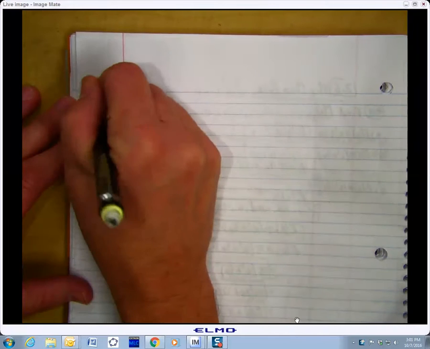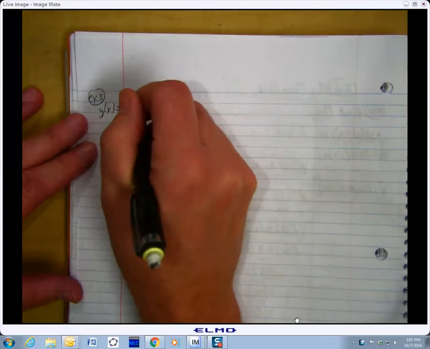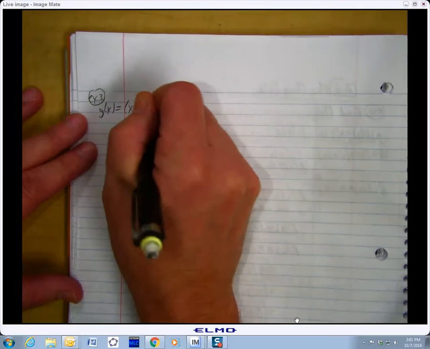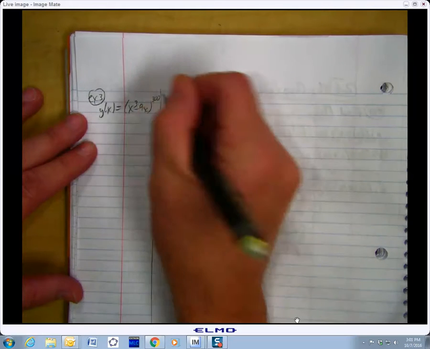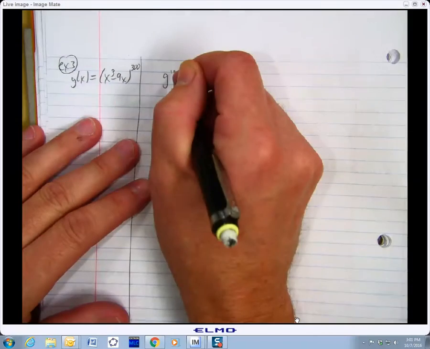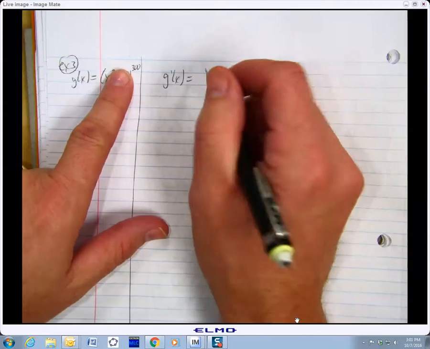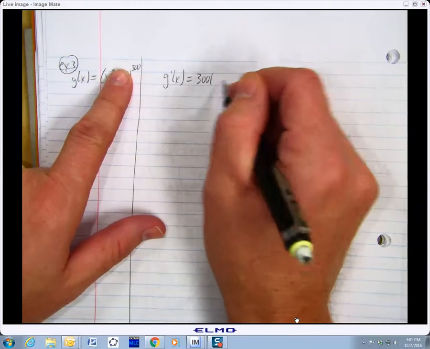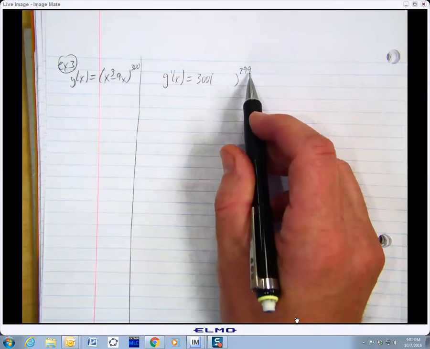So example 3 looks like this. It's got g of x equals x cubed minus 9x, not too bad, to the 300. Oh man, can we handle that? Of course we can. This is not really a big deal with the chain rule. So we'll pretend like that's u to the 300. So the 300 comes down, u to the 299, also known as 300 minus 1.